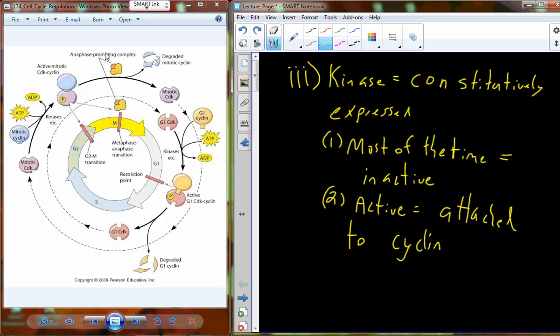So what you can see, and you notice it in this figure, is I have a couple different cyclins. I have the thing called the mitotic cyclin, and then over here I have my G1 cyclin. It's the cyclins that are going to be upregulated and degraded, and then when they are upregulated, they attach to the CDK, the cyclin-dependent kinase, and that activates.